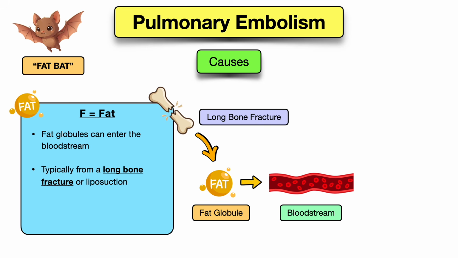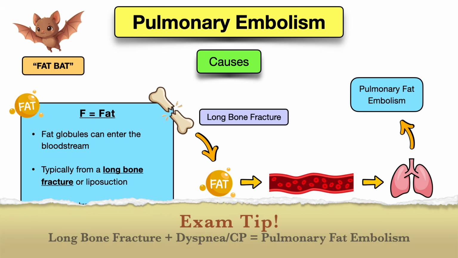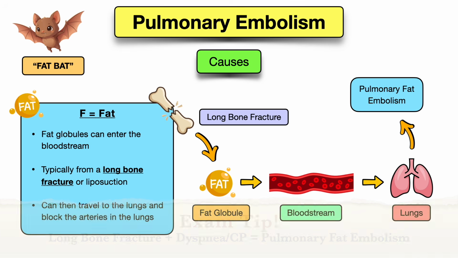And once the fat globules enter the bloodstream, they can travel to the lungs and block the arteries in the lungs. This can lead to a pulmonary fat embolism. So on your exams, if you see a recent long bone fracture plus symptoms of shortness of breath or chest pain, think of a pulmonary fat embolism.